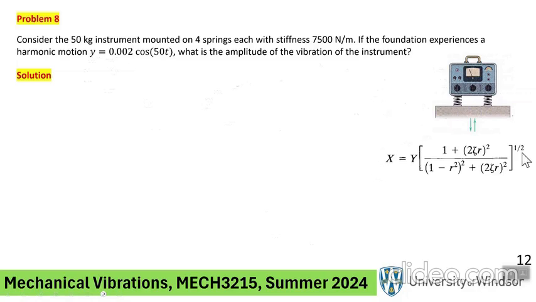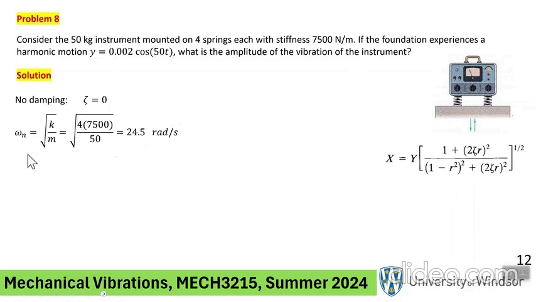Well, first of all, we have the expression for the amplitude of the vibration of the instrument, big X, and we are assuming that damping is 0 here. There are no dampers there, so things simplify a little bit. We have the mass, we have the stiffness, there are 4 of them, and we get the natural frequency, and we have omega base. Omega b is 50. So find the frequency ratio, you're going to get 2.